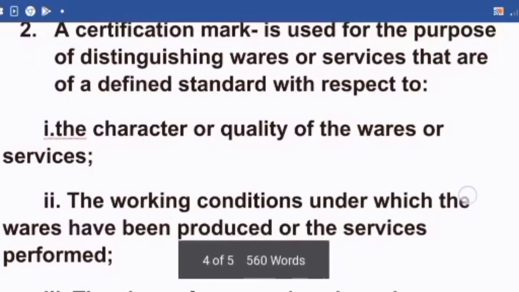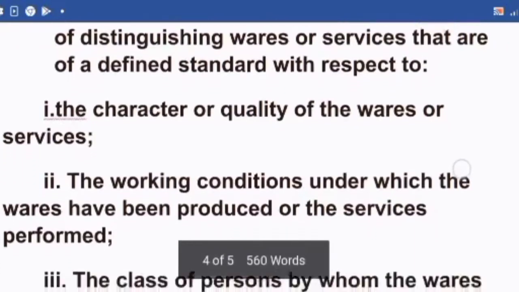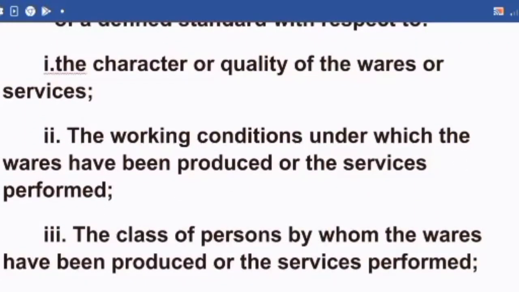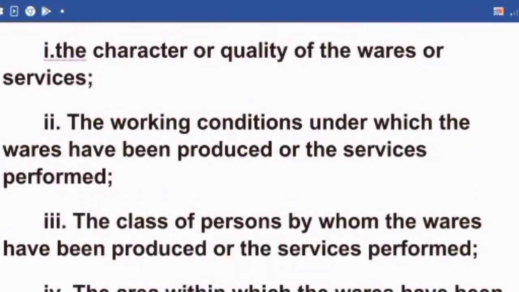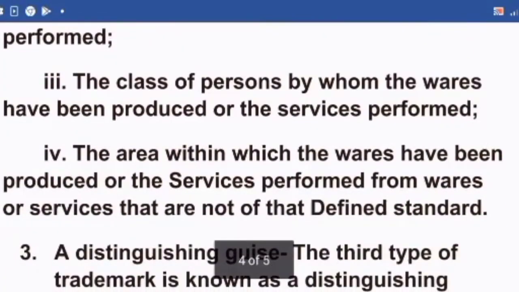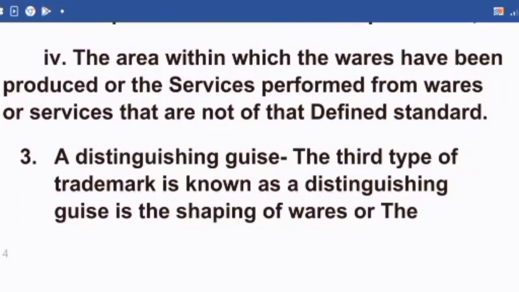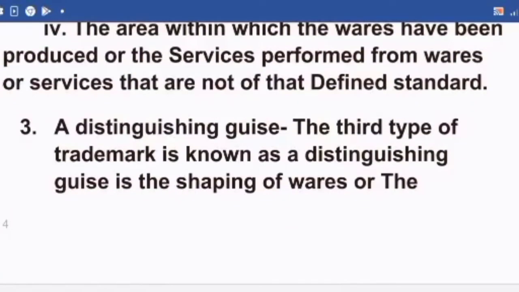And number two, a certification mark is used for the purpose of distinguishing wares or services that are of a defined standard with respect to: A or 1, the character or quality of the wares or conditions under which the wares have been produced or the services performed; 3 or C, the class of person by whom the wares have been produced or the services performed; and 4 or D, the area within which the wares have been produced or the services performed, from wares or services that are not of defined standard.